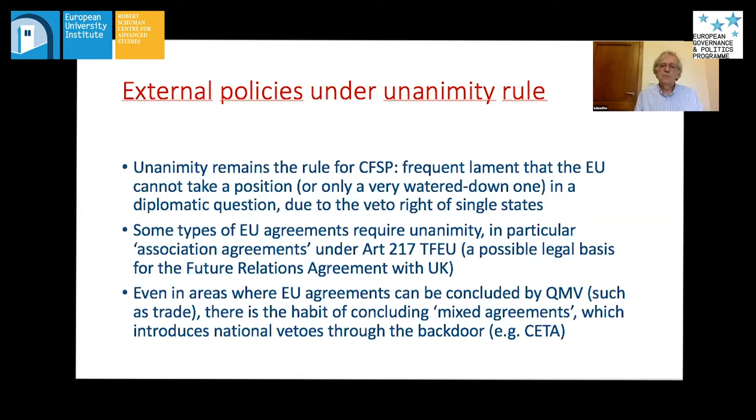Also, some external agreements of the EU require unanimity to be concluded, in particular the so-called association agreements. Now, it's interesting in this context to note that when the Commission prepared its negotiation mandate for the negotiations with the UK on future relations, it mentioned Article 217 as a possible legal basis for a future agreement with the UK, subject therefore to unanimity.